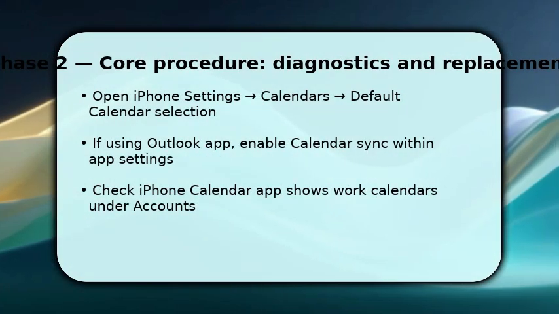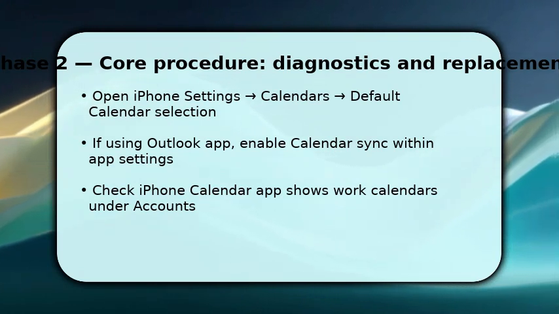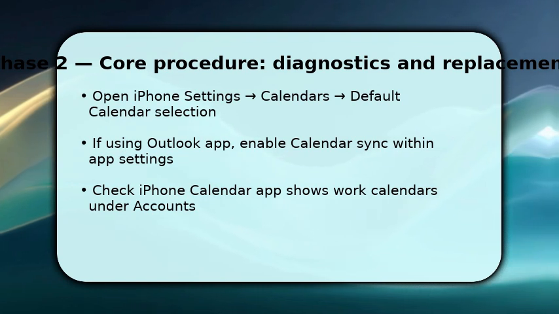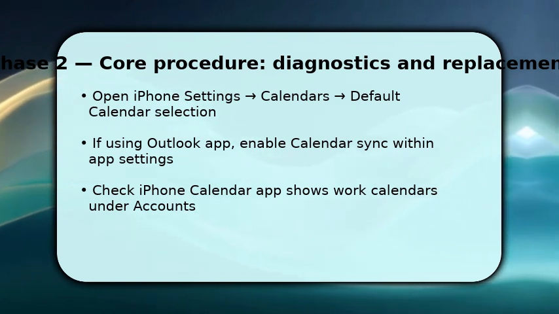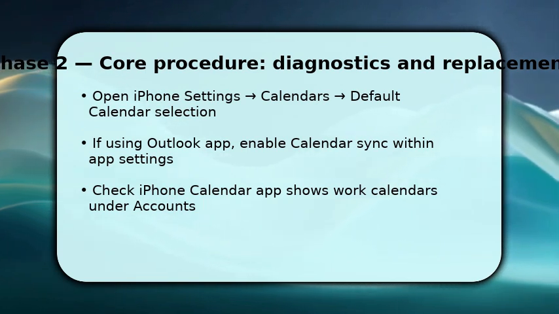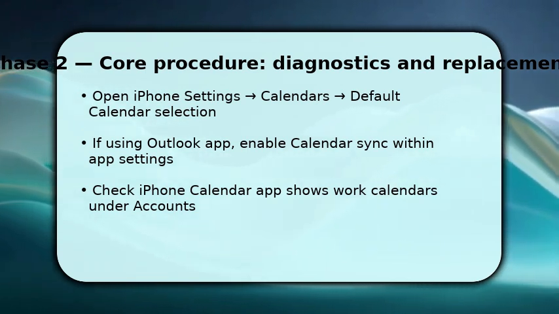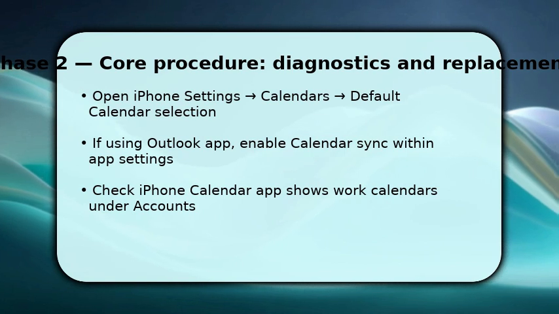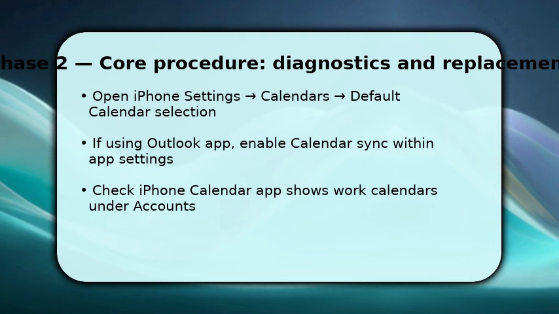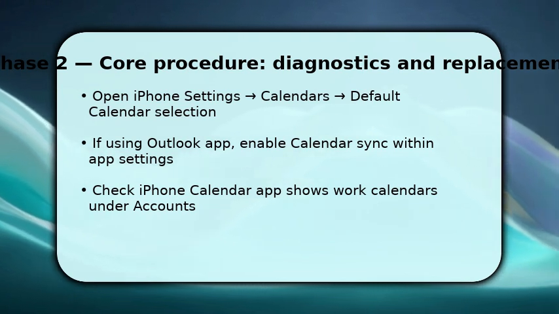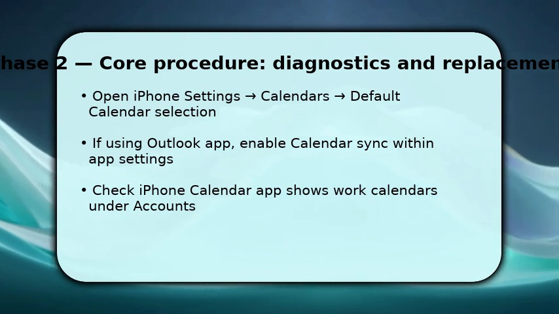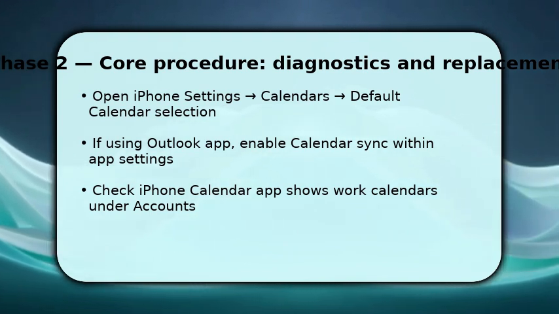Now you configure where events appear and how they sync. If you added Exchange in settings, open Calendars and choose a sensible default calendar. This determines where new events go. If you prefer the Outlook app, open Outlook, sign in, and enable Calendar Sync in its settings. That keeps Office 365 events in Outlook and iOS. Make sure the iPhone calendar app lists your work account under Accounts. Once it does, refresh or pull down, and you should see Teams meetings appear as calendar items.